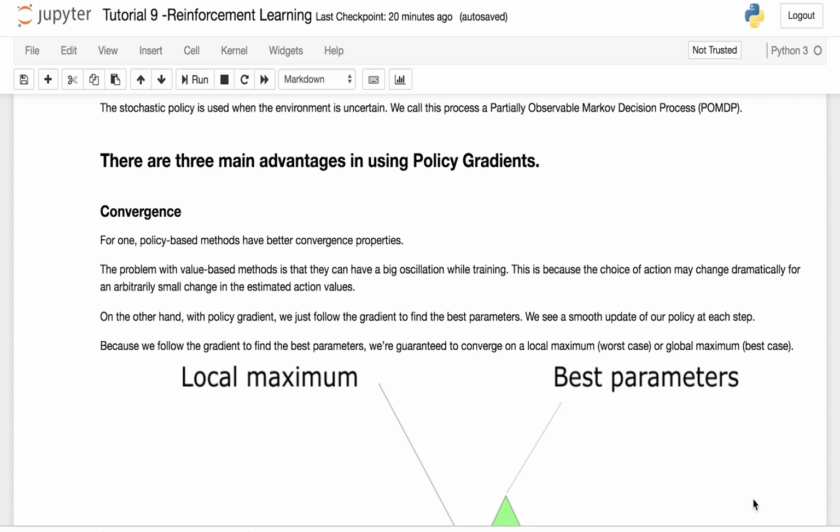So this problem is more suitable for convergence for a machine learning algorithm, because in value-based methods you have a lot of pitfalls where you can actually not converge at all. Here you have some assurance that you will converge.